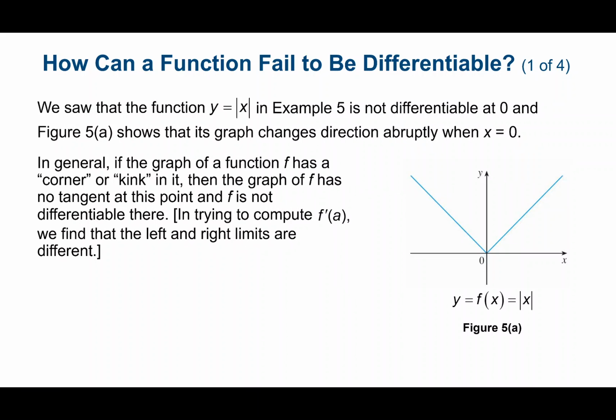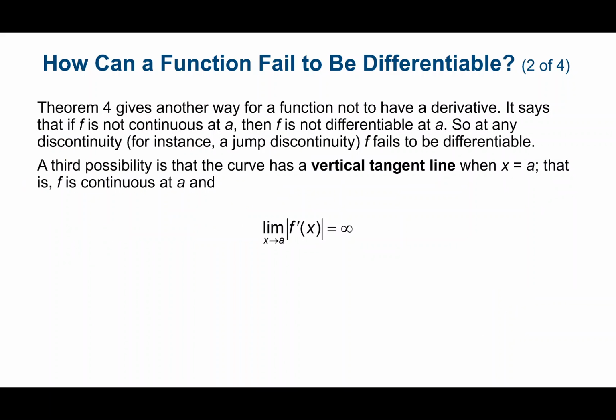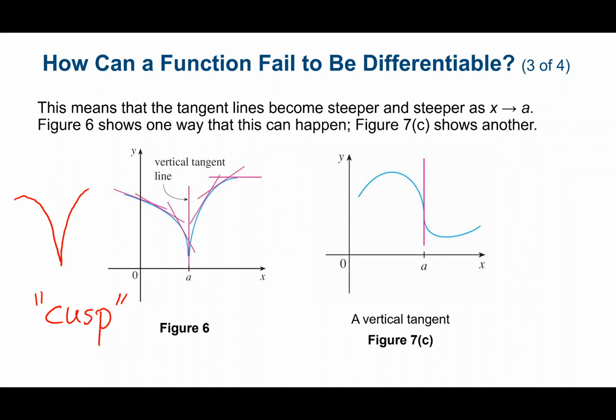So we've got corners. We could have a corner on our graph, like absolute value. We could have a vertical tangent line, or we could have a cusp. Those are the three ways.